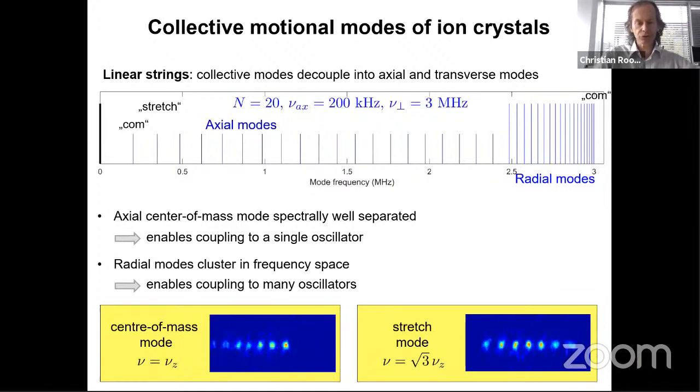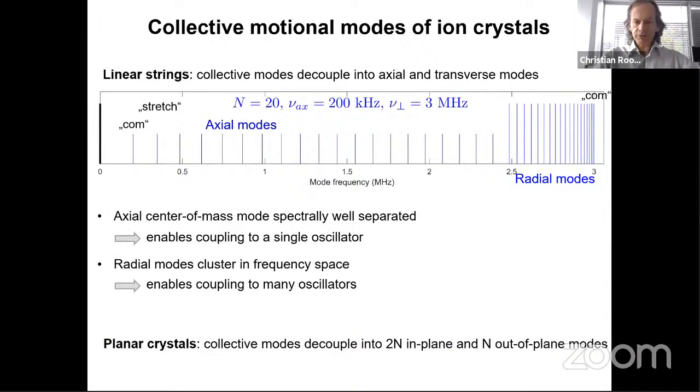So if you have very anisotropic potentials, or the more the potential becomes isotropic, the smaller the frequency range over which you find these radial modes of motion. And as you will see later on, it is possible then to have lasers that couple to these radial modes of motion in an interesting way.